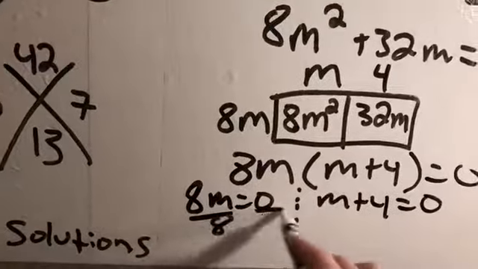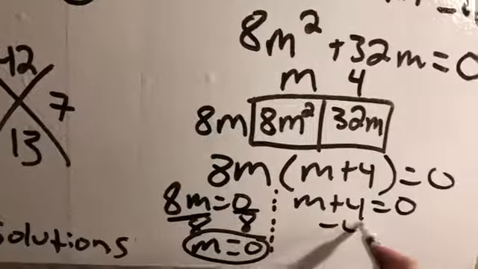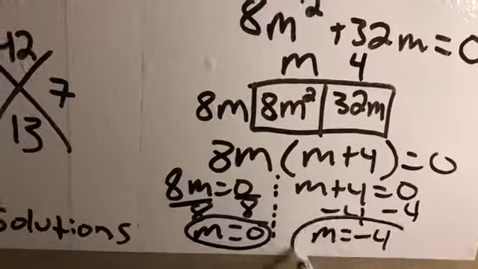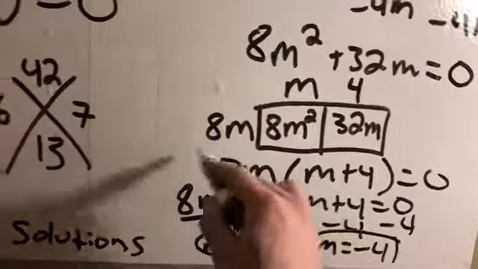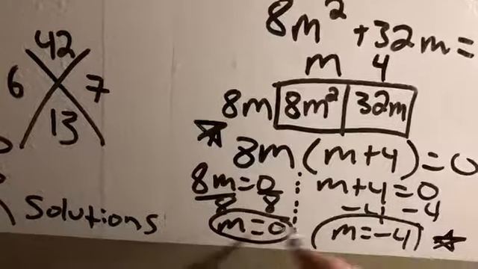This time we divide that by 8. So one solution is m equals 0. And over here we'll subtract by 4 to get m equals negative 4. Up here are our 2 factors. Down here are our 2 solutions.